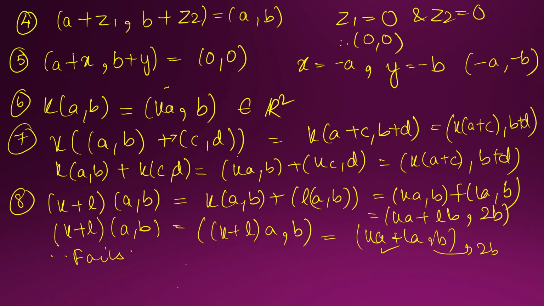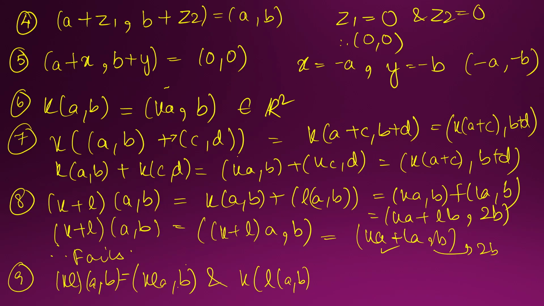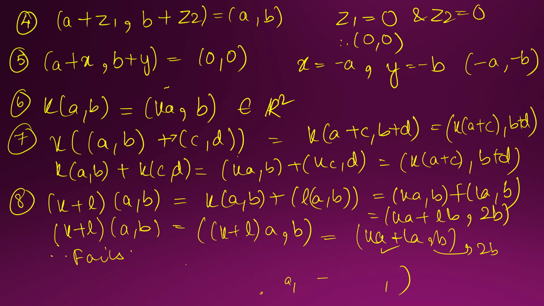You can write that. But let's solve for the ninth and tenth property also. Associativity says KL into A comma B is KLA comma B. And K into LA comma B will be equal to the same KLA comma B. This is right because first LA and then KA will come, then it will get again multiplied. So KLA. Then I'll solve the 10th one also here.